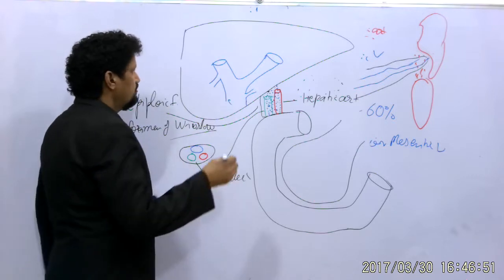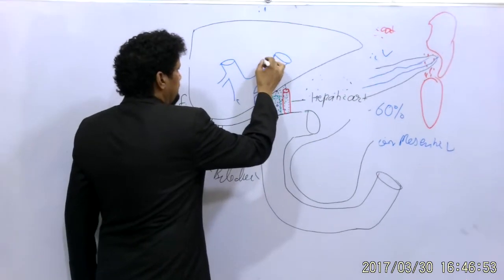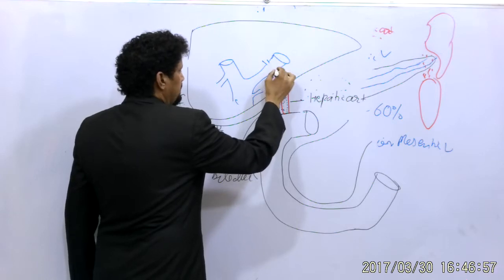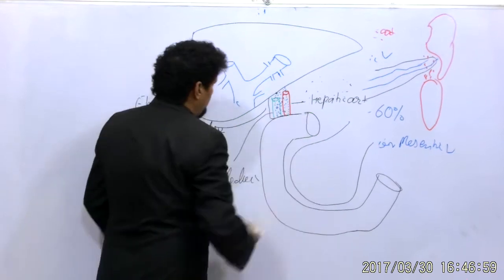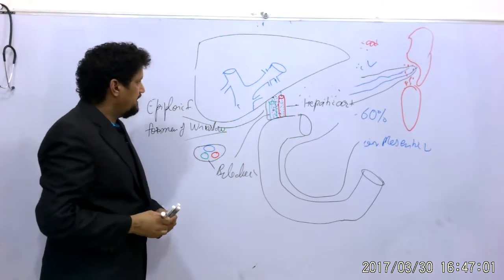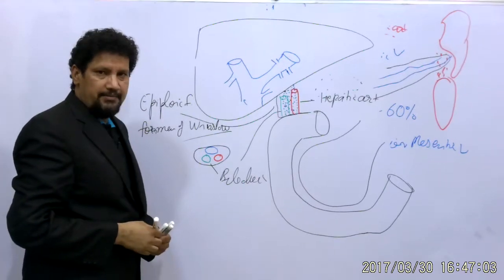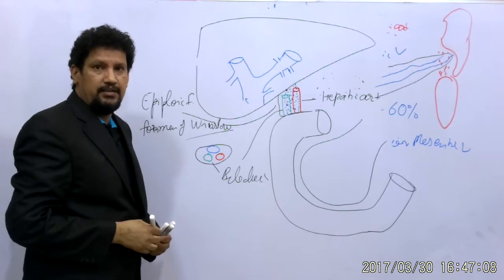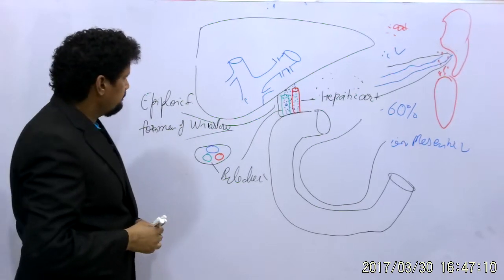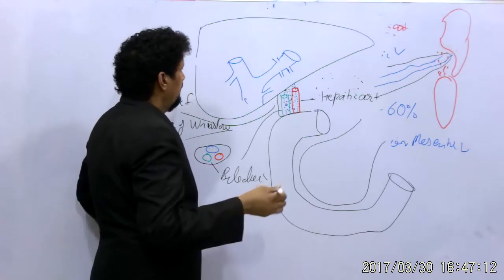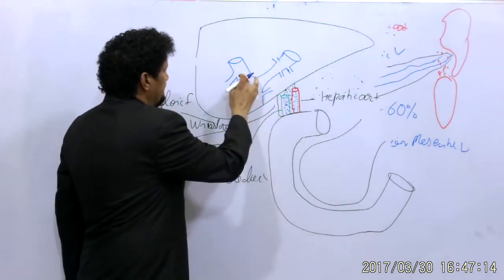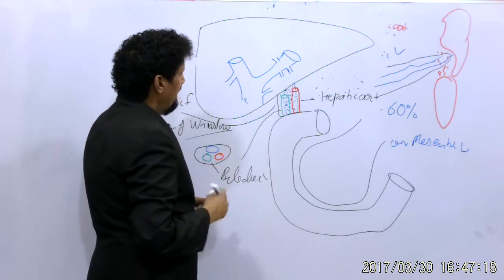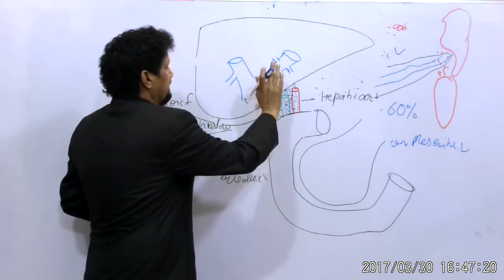The left one is also receiving the paraumbilical veins, which are coming in the falciform ligament and ligamentum teres. Ligamentum teres is the remnant of the umbilical vein, or obliterated umbilical vein. So, this is the left and this is the right branch of the portal vein, and these all are entering in the liver.